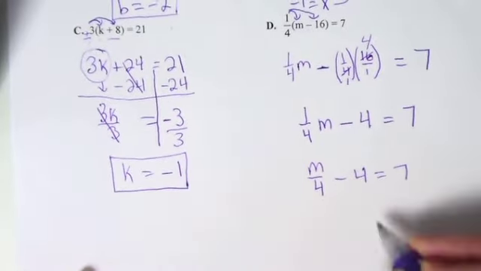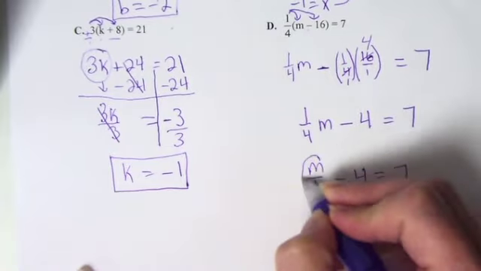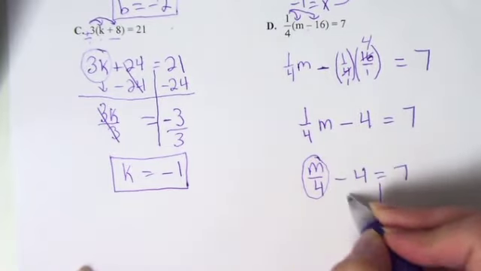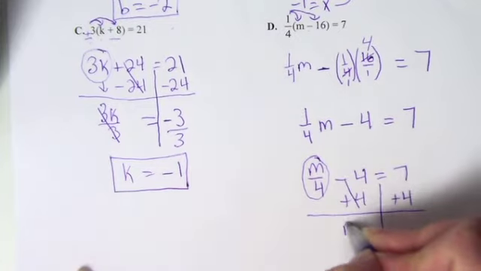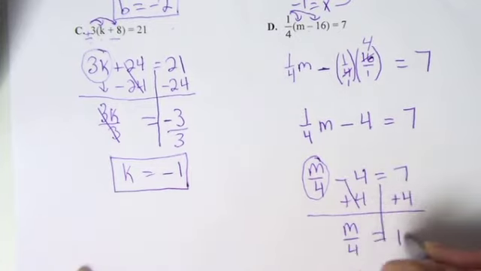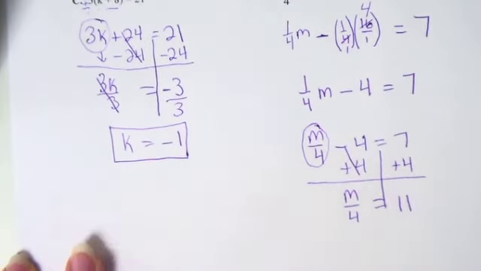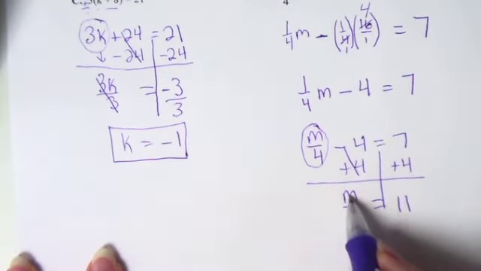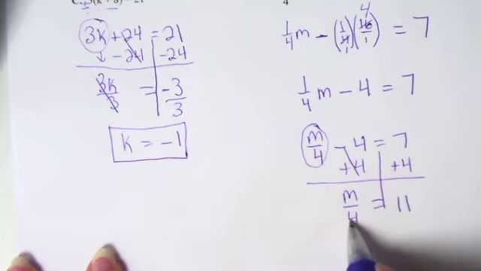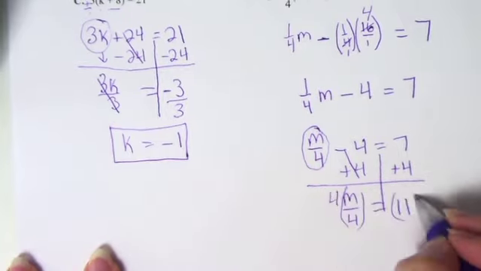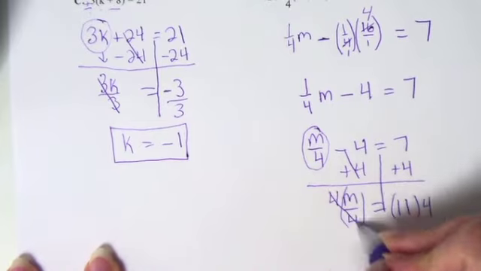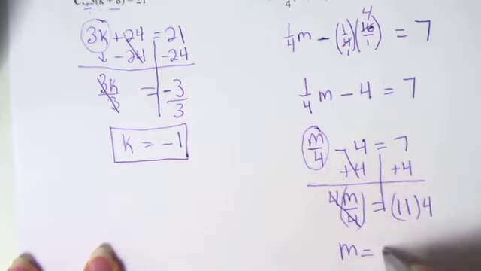So now we can draw our line. We want to get this term by itself. Add 4 to both sides. And we get m over 4 equals 11. Okay, and then yesterday on these problems, when we had the variable divided by a number, the opposite of division is multiply. So we multiply both sides by 4. Cross that out, we get m equals 44.